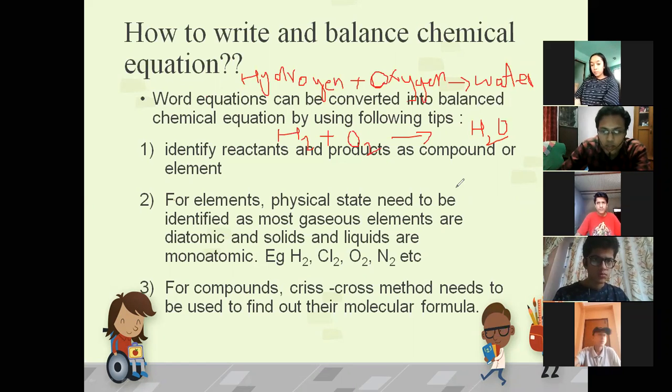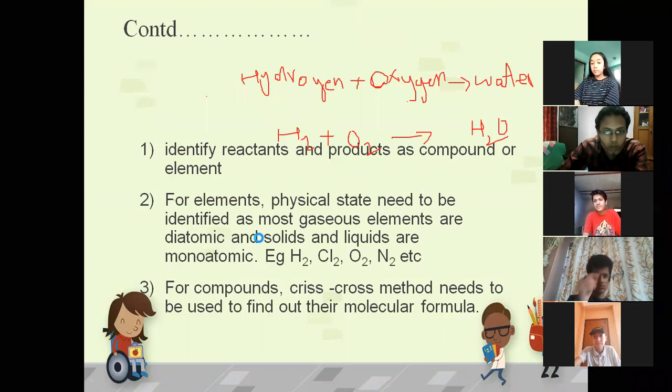We do the crisscross method. Anurag, do you know what the crisscross method is? Do you remember? It was taught somewhere in class 8-9. Yes, sir. Okay, you can do the crisscross method. That's very good. So that's the third point. Now let's go to the fourth point.